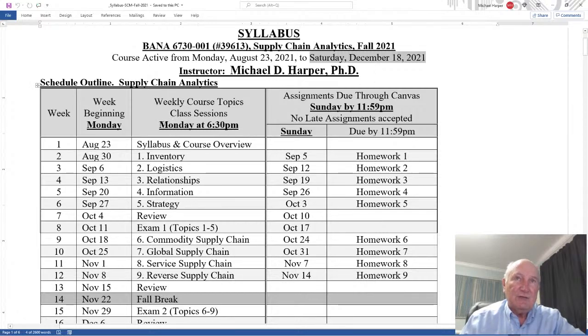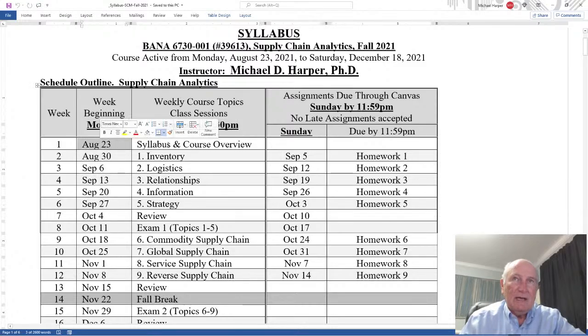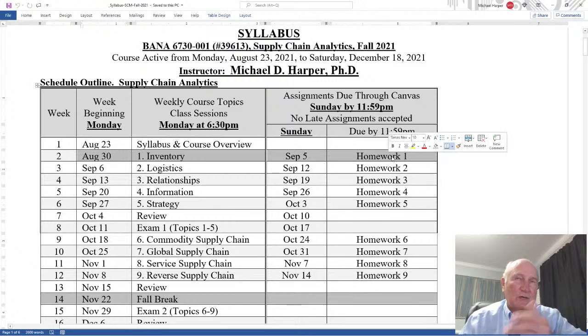The class sessions are on Monday, and so I have a weekly design beginning Monday. Here are the dates on Monday, and then on Sunday is when the homework is due. For example, for the first topic here, inventory, homework 1 is due. The first class period is syllabus, course overview.